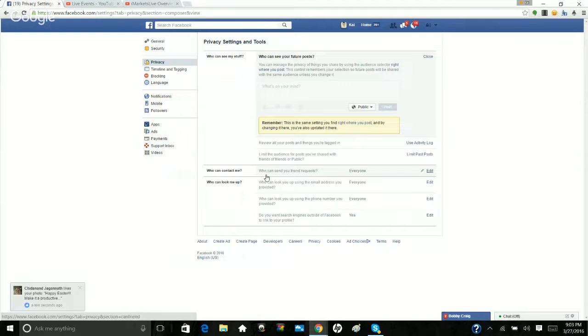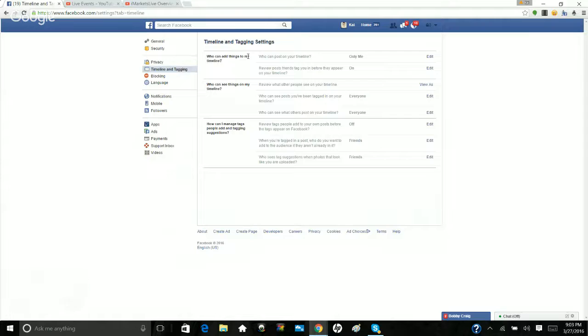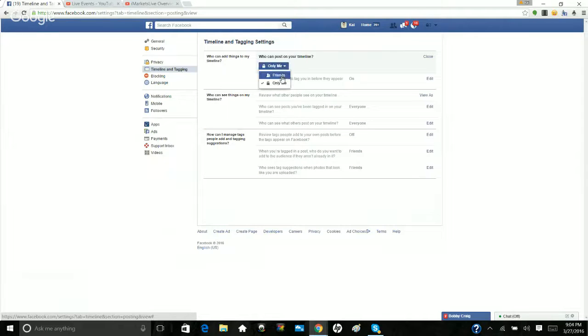Who can contact me? Who can send you a friend request? Everyone. Okay, make sure that's saved. Timeline and tagging. This is important, because it defaults to friends. And sometimes you have people that are fake or a bunch of hackers out there and they become your friend. And then they start posting nasty stuff on your wall. They start posting advertisements, adult content. And some of you even see those Ray-Ban images, like someone's selling Ray-Bans. So make sure you're the only one who can post on your wall. So set that to only me.